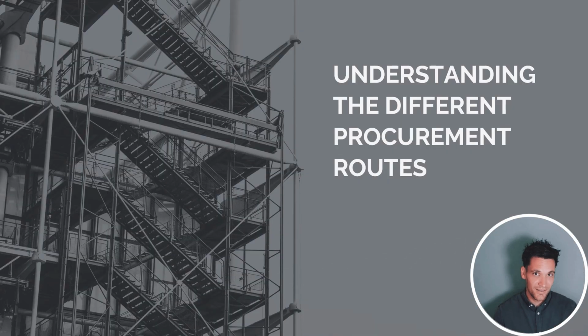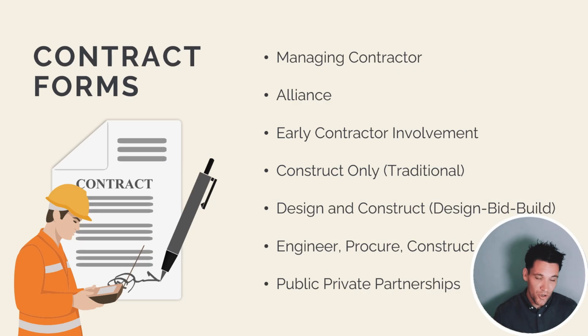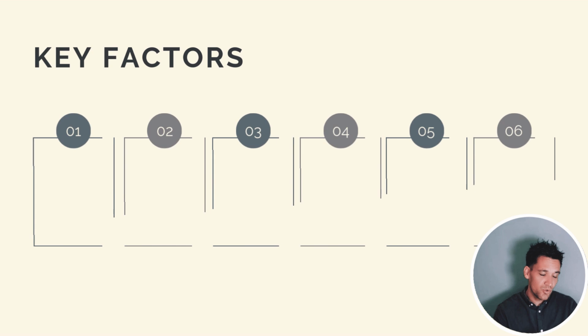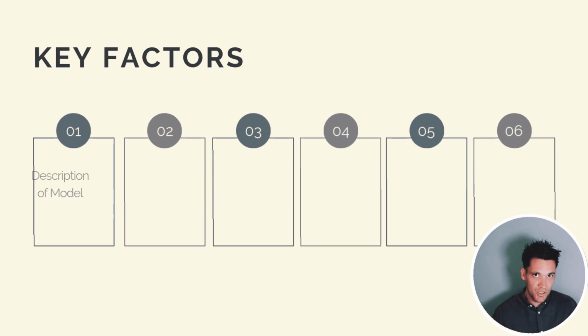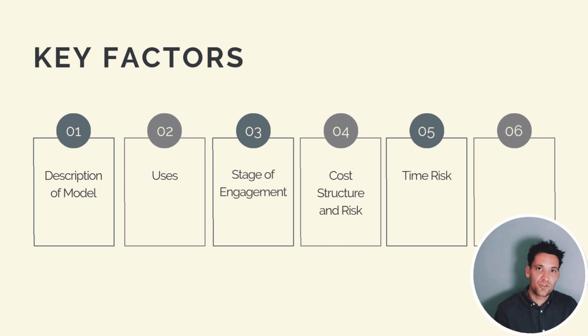So let's get started. The forms we're going to be talking about are managing contractor, alliance, early contractor involvement, construct only or traditional procurement, design and construct, engineer, procure, construct, and public-private partnerships. For each of these models, we're going to give a description, so talk about what the model is, the uses, the stages of engagement for the different parties, the cost structure and risk transfer, the time risk, and the pros and cons. So why would a project developer choose this specific model?